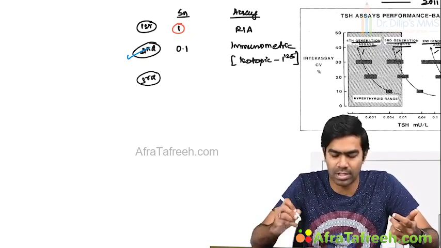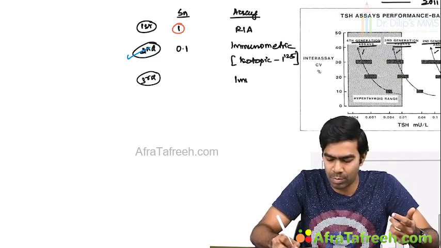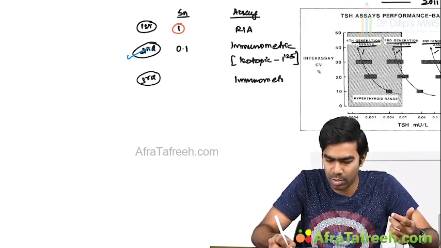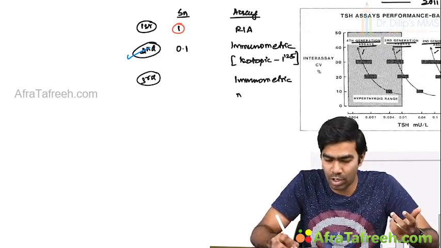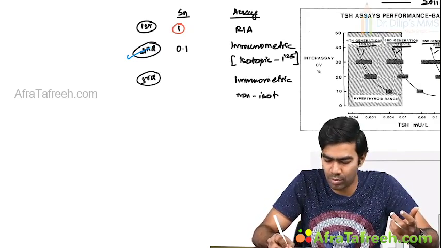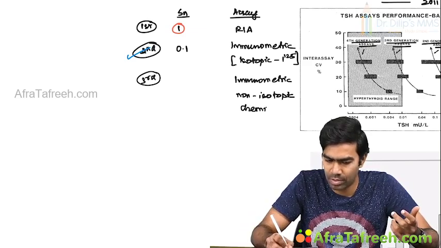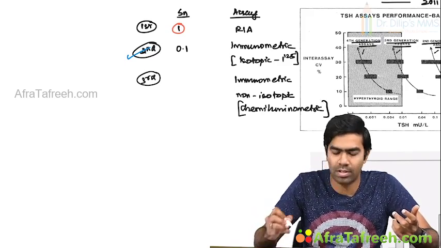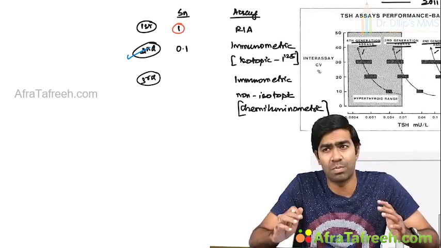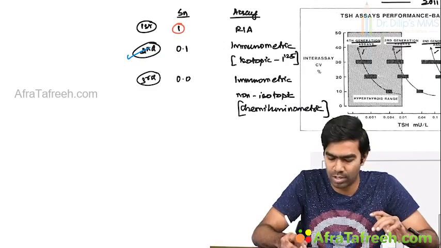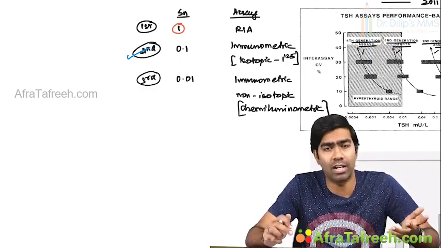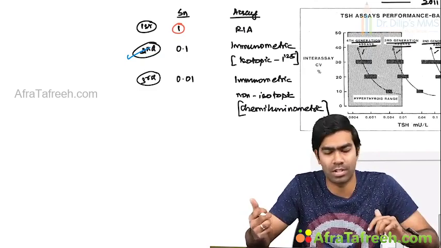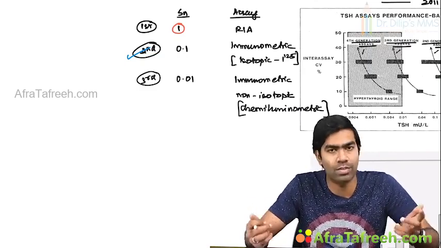And next came the third generation assays, which use the same immunometric techniques, but involved non-isotopic techniques. They didn't use I-125; they used non-isotopic, chemiluminescent or chemiluminometric assays. This is what they preferred. And this led to a much better sensitivity of 0.01, which means another 10-fold improvement, a 100-fold improvement over the first generation. This is the sensitivity of the third generation.